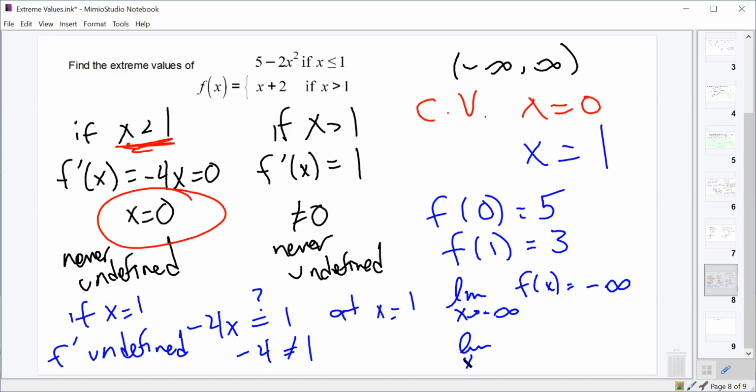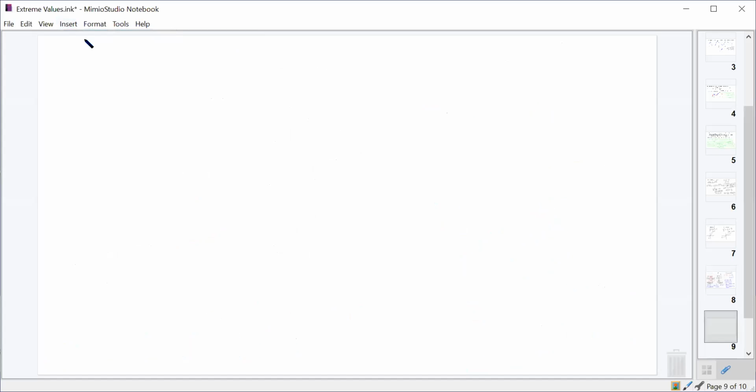Let's look at the limit as x approaches positive infinity of f of x. What happens to that? It approaches positive infinity, which means that my x values, as they get larger, are giving me y values that get much larger than 5. So is 5 an absolute max? No. And is 3 an absolute min? No. So we don't have any absolute extrema. So we'll say no absolute max or min.